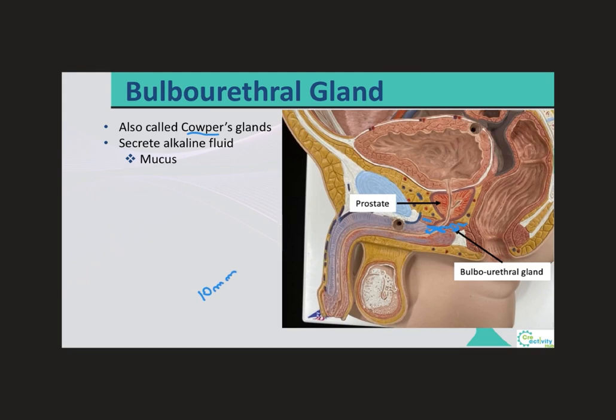So these glands, they will secrete a very thick, sticky, alkaline mucus. And this secretion helps to neutralize any urinary acids that may remain in the urethra and provides lubrication for the tip of the penis. And this may also help with penetration into the vagina.